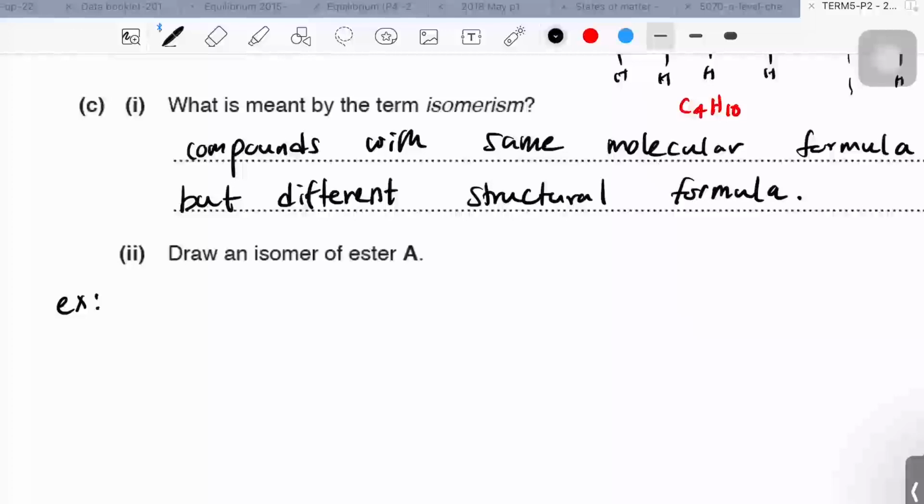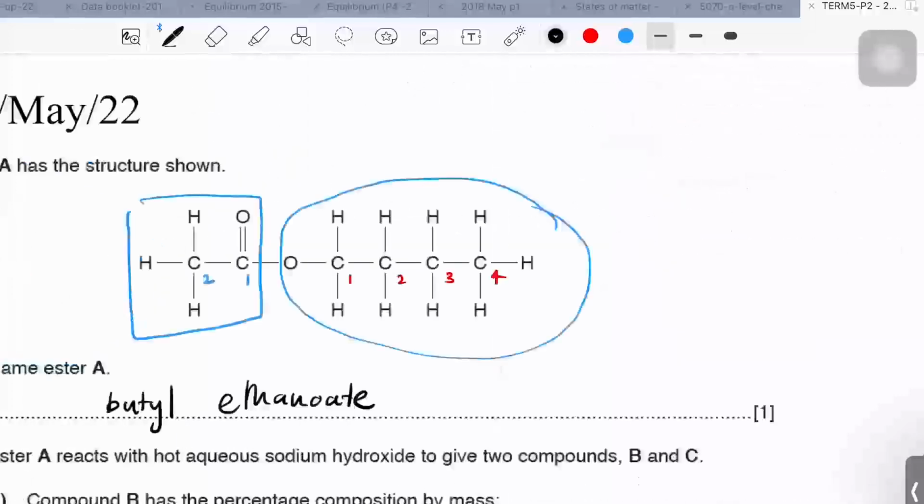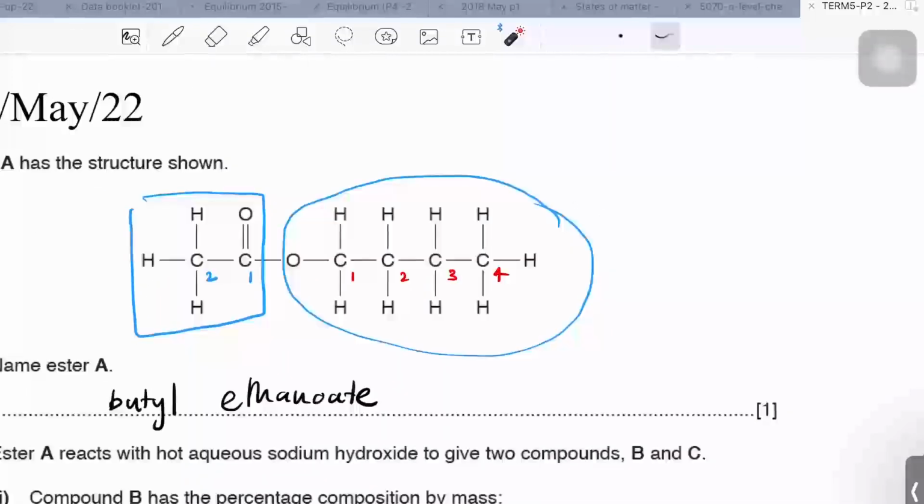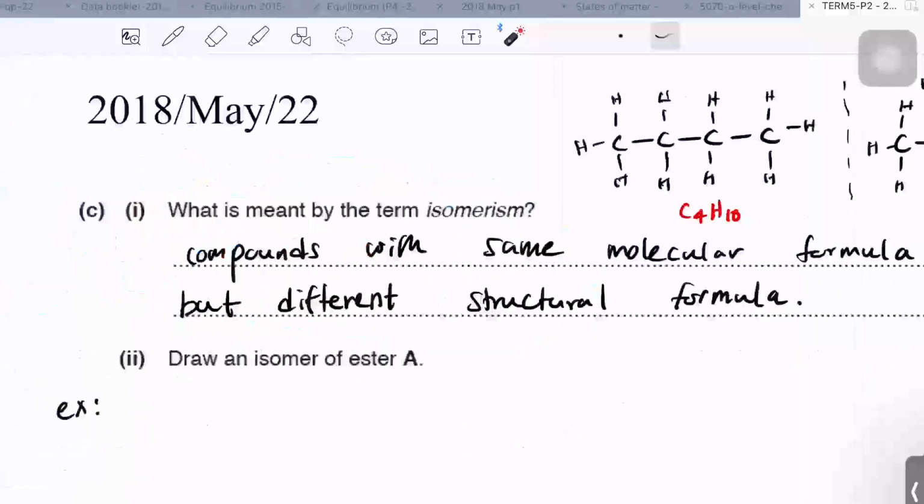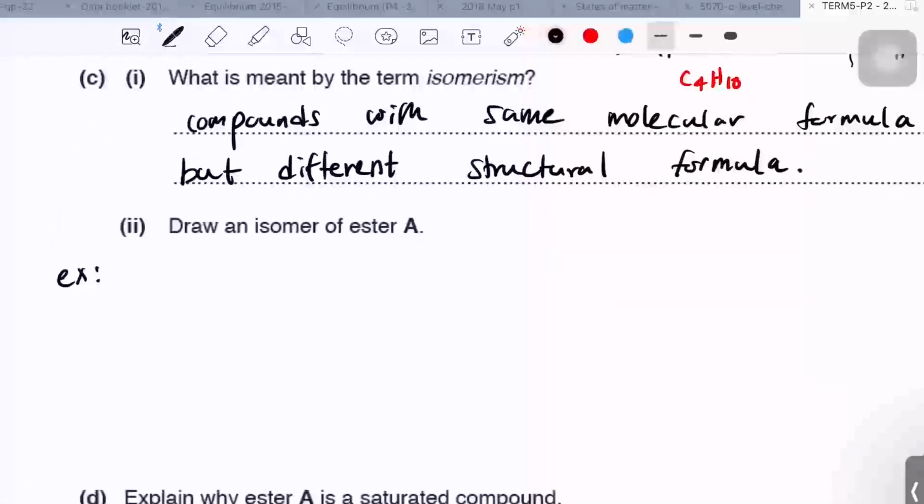So there are 6 carbons in ester A. I'm going to draw the ester in a different way. Because in this ester, we have 2 carbons only on the carboxylic side. I can put 3 carbons on the carboxylic side, right? So I can draw an ester like this. 1, 2, 3. 3 carbons on the carboxylic side. And how many carbons on the alcohol side?